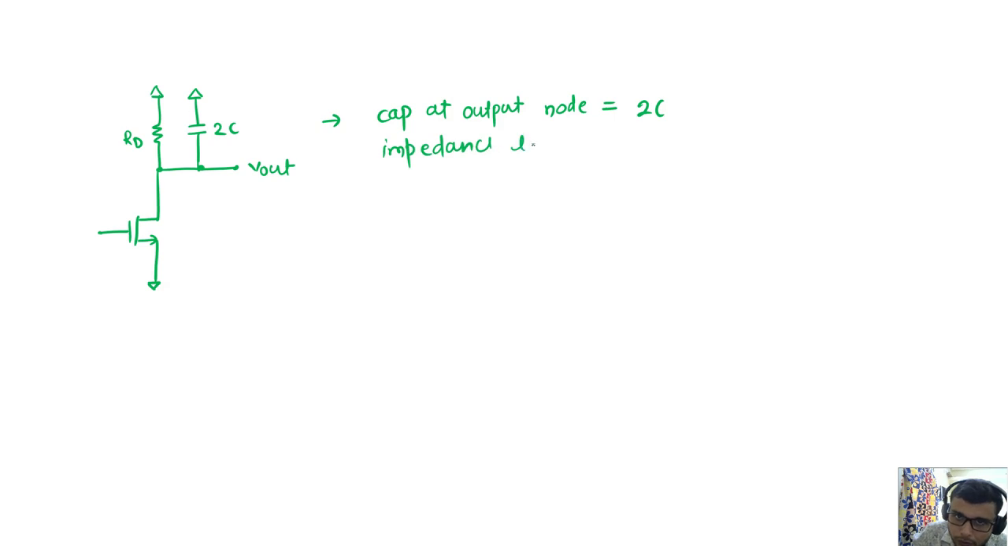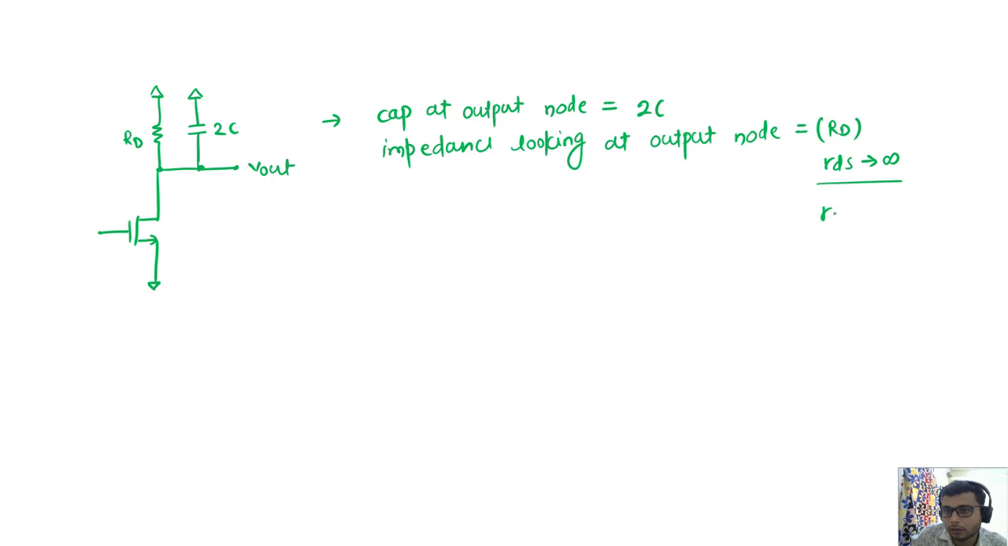Impedance looking at output node is what? RD. Okay, I'm considering that RDS is infinite, or very large, larger than the RD. So what you can say, pole frequency that I call omega P1, it is what? 1 upon 2C into RD, that I can write 1 upon 2RDC, whatever can be written.